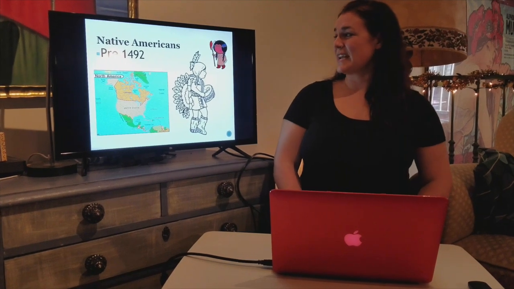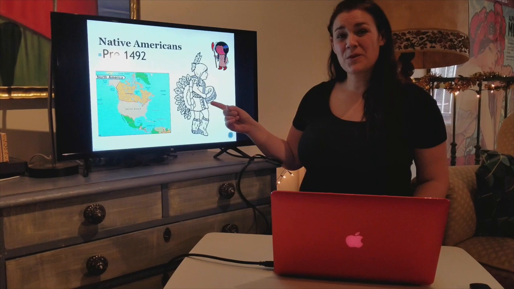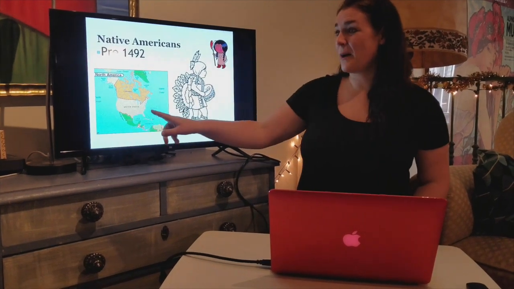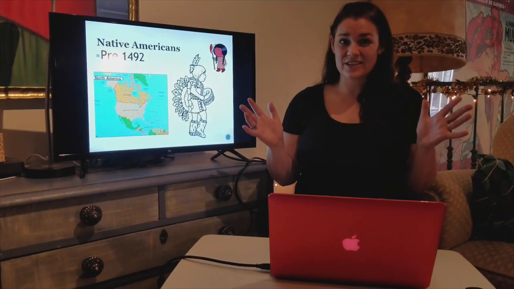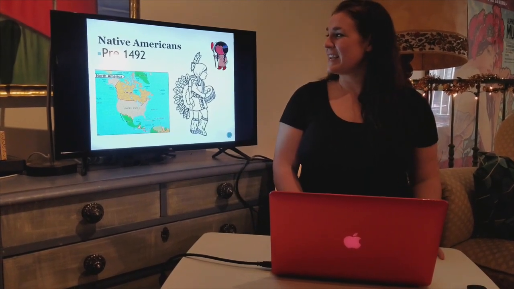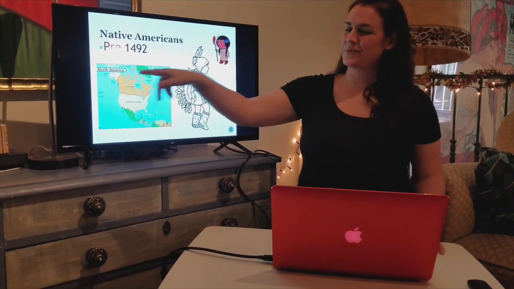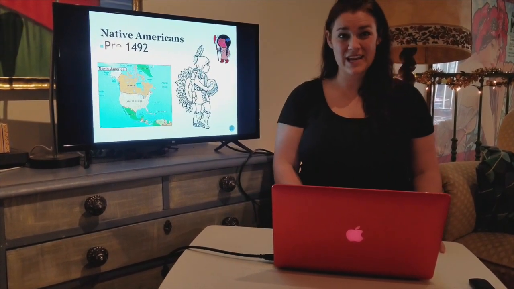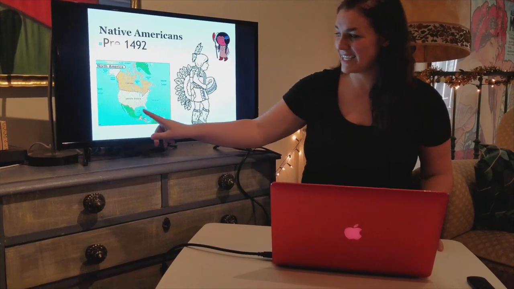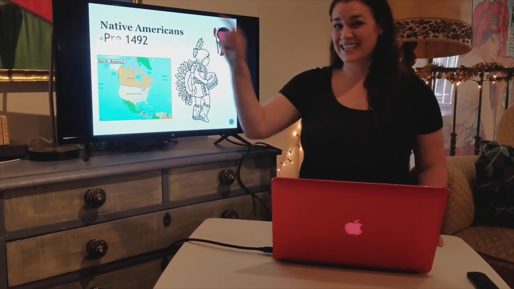So the first rectangle, we're talking about Native Americans. These are the people that lived in America before the settlers or the pioneers found America. So these are the Native Americans. They're pre-1492. They are the first group of people in America, or the United States right here. So you will glue this picture to that first rectangle.